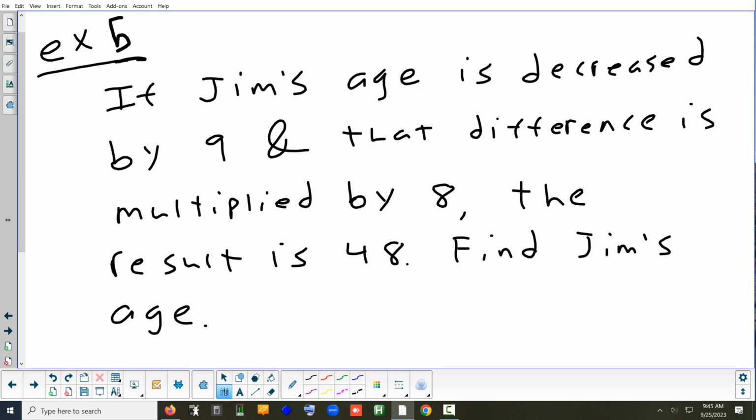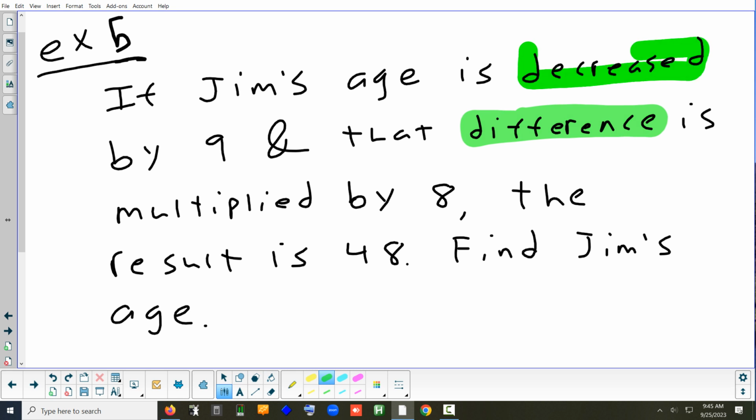Okay, so what's the difference? It says if you do that calculation, the result is 48, and then we have to solve for Jim's age. So we've got to figure out first what's important, and I'll highlight some things. Difference, decrease, multiplied. Decrease tells us to do something in math. What else is important? Multiply. That's going to tell us what to do. The result?